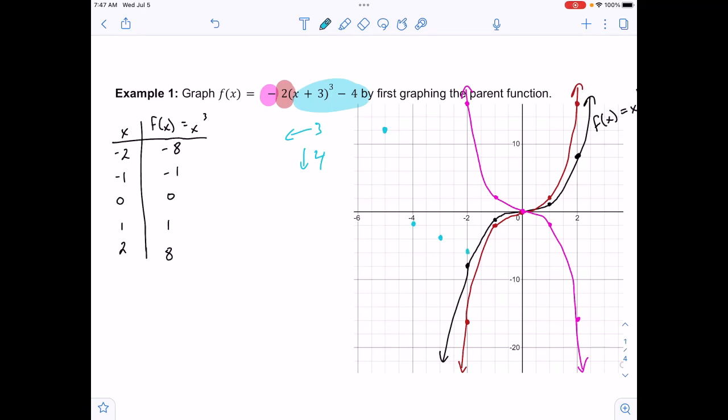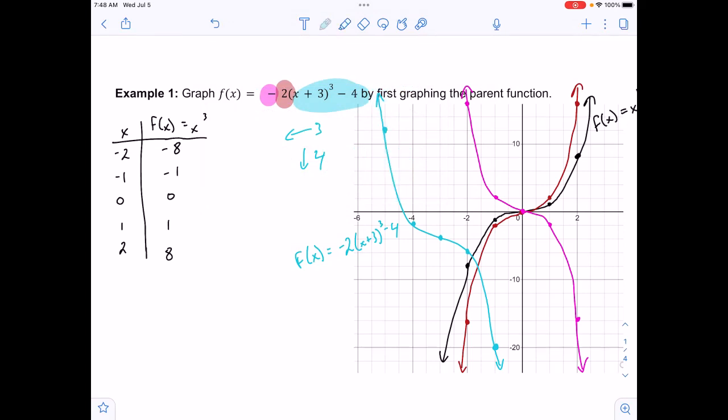And then lastly, where are you? Here we go. 1, 2, 3. Down by 4. And I connect the dots. There we go. So the blue function is our final function. I'm going to label it with the equation. And I'll give it a highlight so it's easier to see.